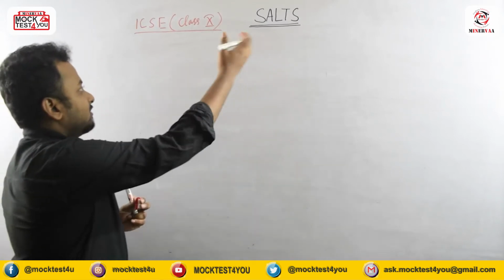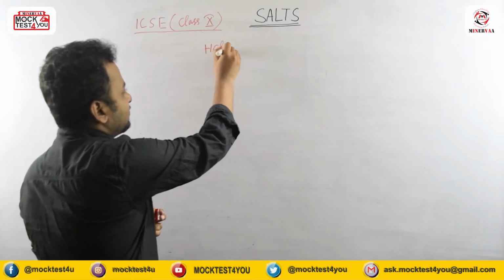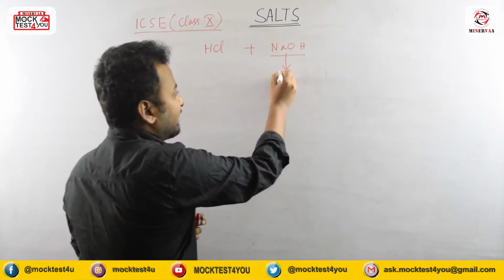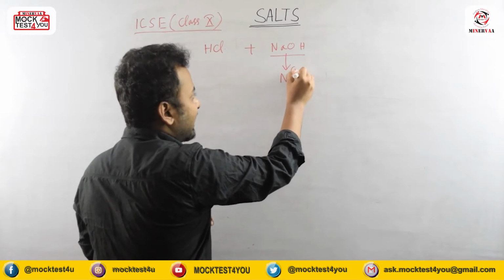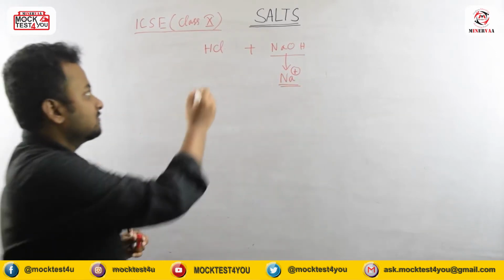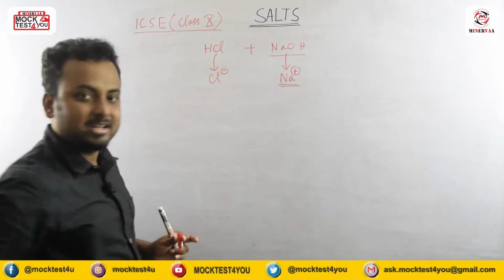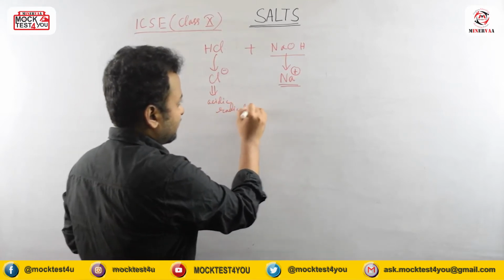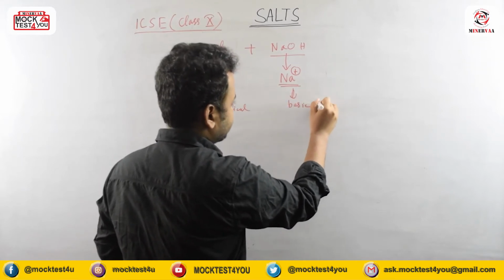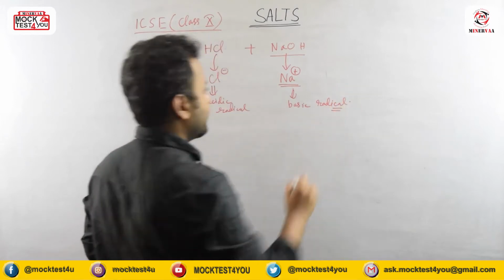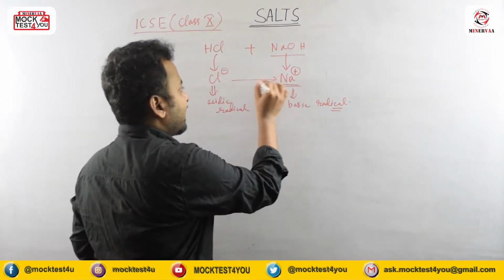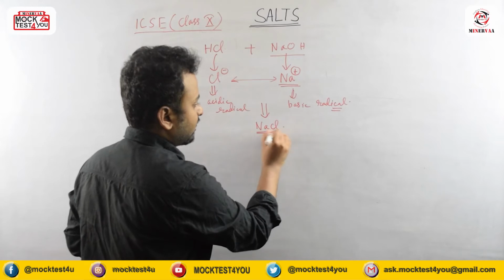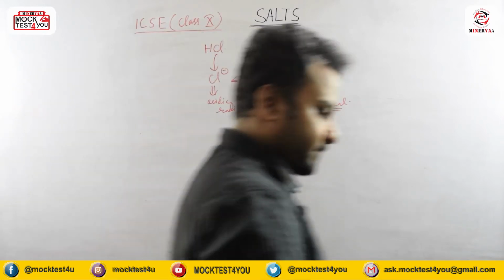Okay, so we know that in an acid, for example, you are taking HCl, and a base, you are taking NaOH. Here we are getting Na plus, this is the basic radical, and we are getting Cl minus, which is the acidic radical. So salt is formed from the combination of acidic and basic radical, right? So we will get what? NaCl. So we are getting this salt as NaCl.